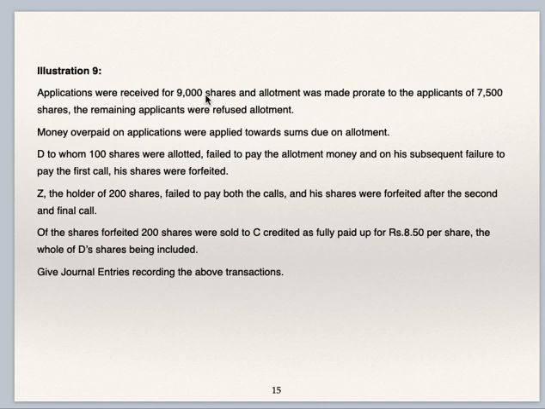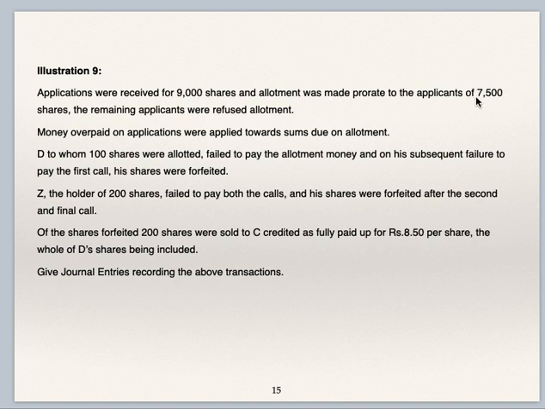Applications were received for 9,000 shares. An allotment was made pro rata to the applicants of 7,500 shares. Remaining applicants were refused allotment. Issued capital is 6,000. They have received 9,000 applications.